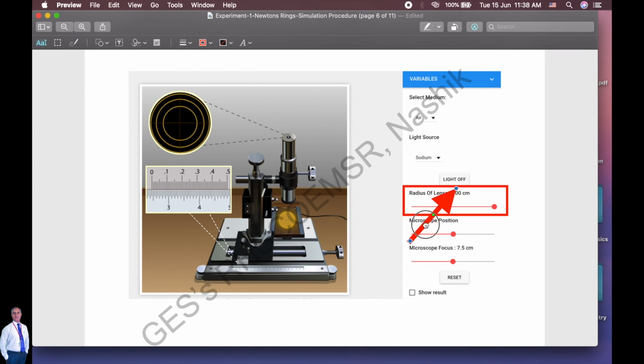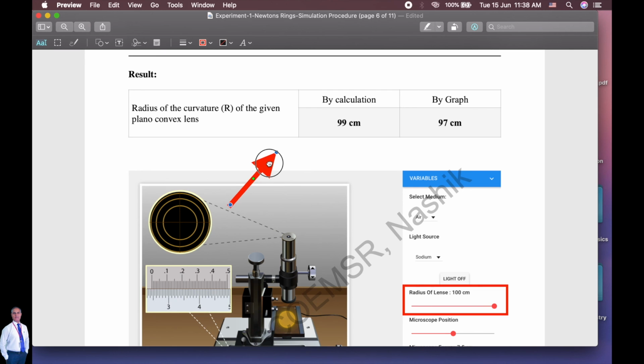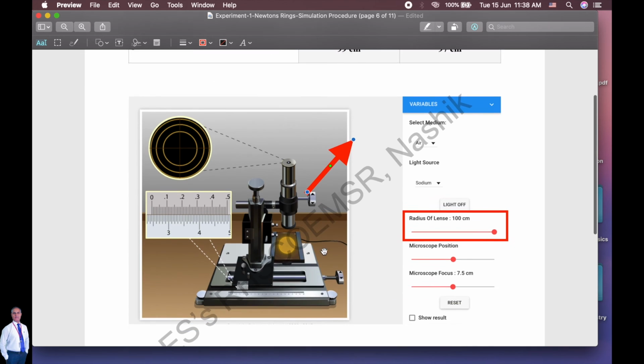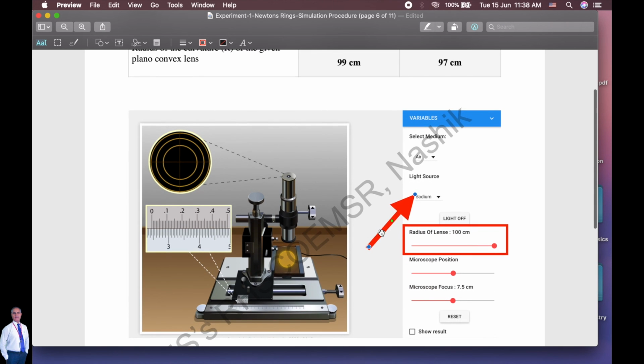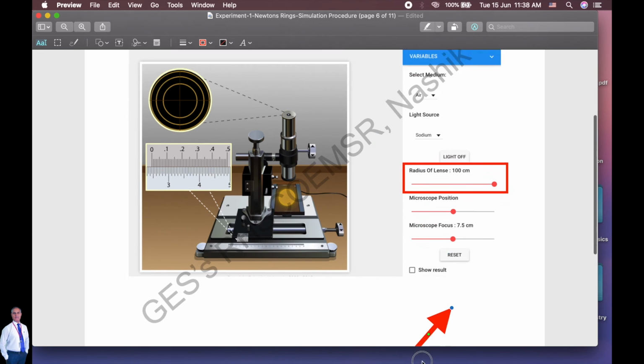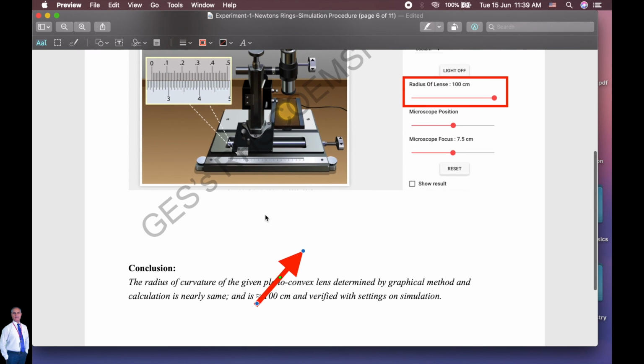So from this table, the radius of curvature of the given plano convex lens by calculation is 99 centimeter, by graph is 97, and from the simulation available on the VLab website, the radius of lens we have set is 100 centimeter. So our answer is very much correct, very much close to the set value. From this we can conclude the radius of curvature of the given plano convex lens determined by the graphical method and the calculations is nearly the same, approximately 100 centimeter, which is verified with the settings on the simulation available on the virtual lab.